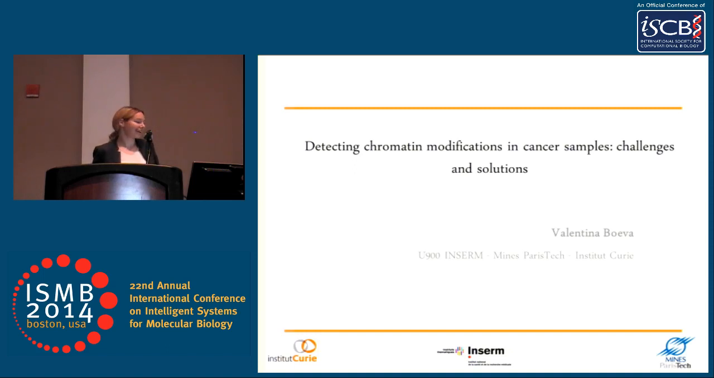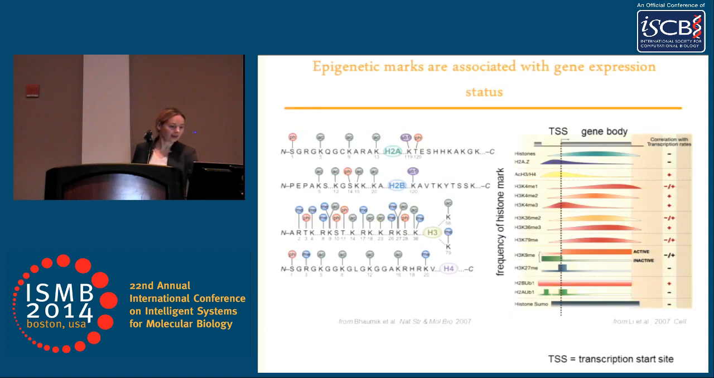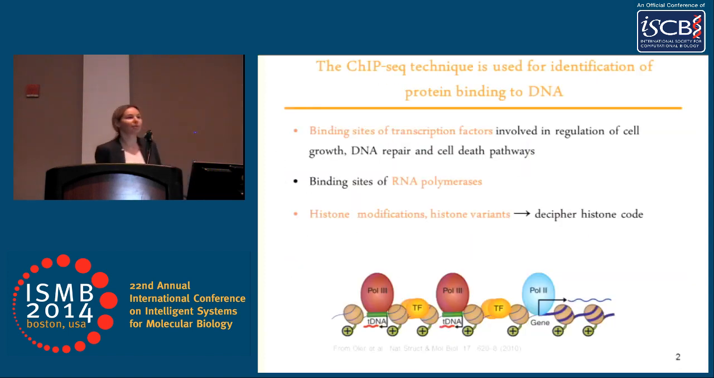Pleasure to be here. So indeed, I'm going to talk to you today about how we can detect chromatin modification in cancer using ChIP-seq data and what the main challenges and solutions are. So you probably know why we use ChIP-seq. We use it to detect binding sites of DNA-associated proteins such as transcription factors, RNA polymerases, and histone modifications or histone variants.